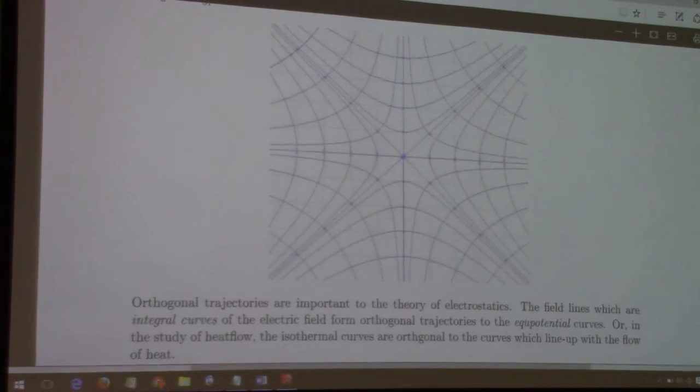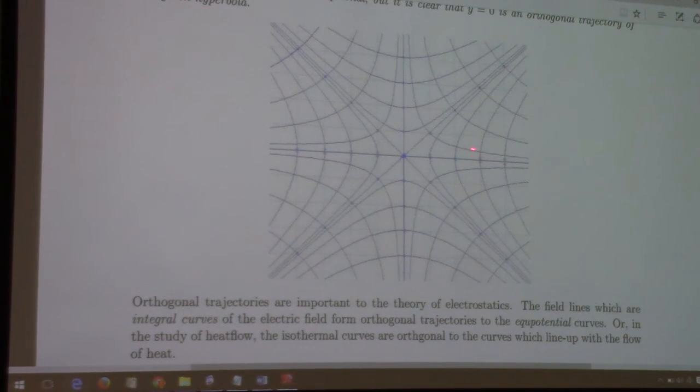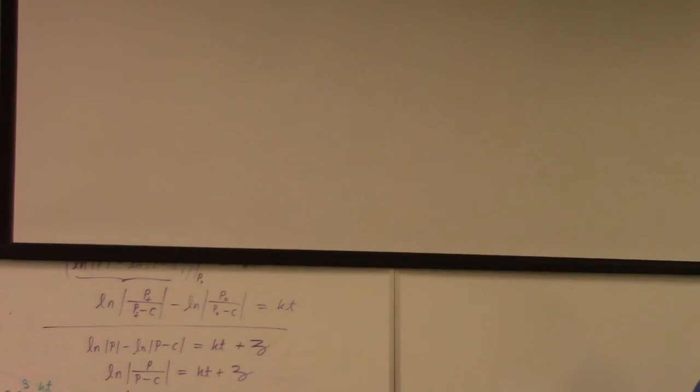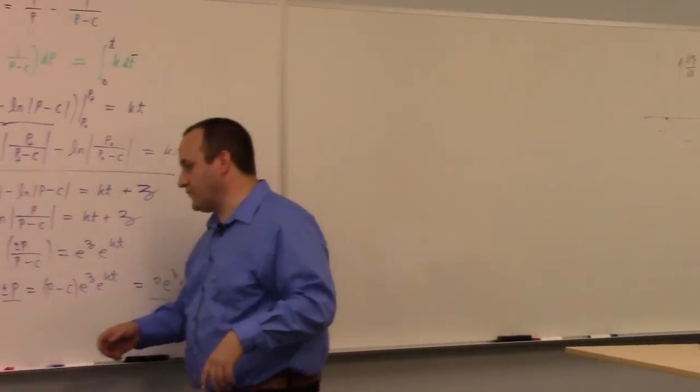Here's a picture of orthogonal trajectories, though. They're nice, and like the reciprocal function, this is like 1 over x, is crossing the x squared minus y squared equals 1 in a perpendicular fashion. Let me show you how that goes. Here, I'll take a breath and start from scratch here.